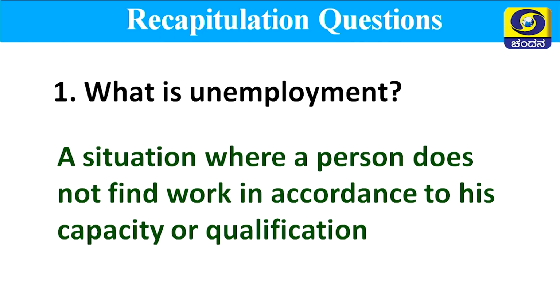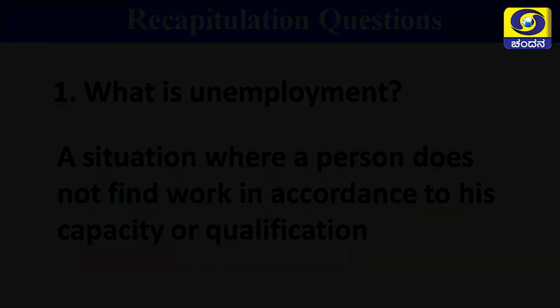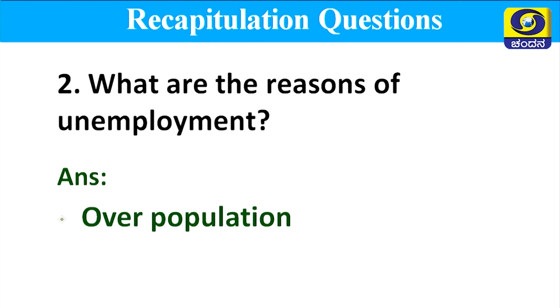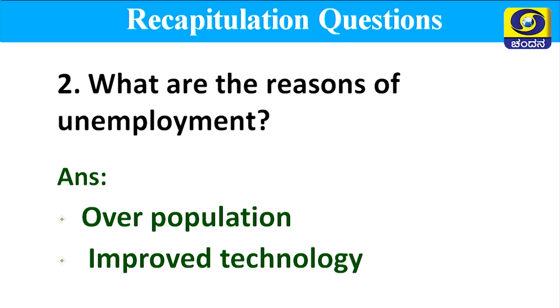Yes, correct answer. A situation where a person does not find work according to his capacity or qualification is known as unemployment. Student, are you ready? Next question. What are the reasons of unemployment? Yes, your answer is correct. The first main reason, overpopulation. The second main reason of unemployment, that is improved technology. Overpopulation and improved technology are the two important reasons of unemployment.